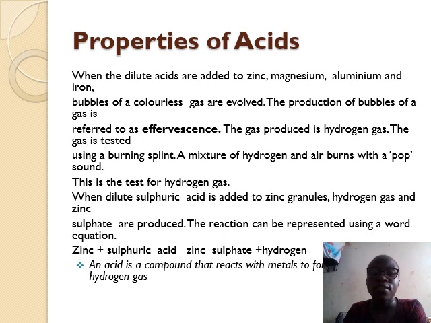An acid is a compound that reacts with metals to form a salt and hydrogen gas. As we've seen, zinc is a metal, and sulfuric acid is an acid. When they react, they give out zinc sulfate, which is a salt, and hydrogen gas.